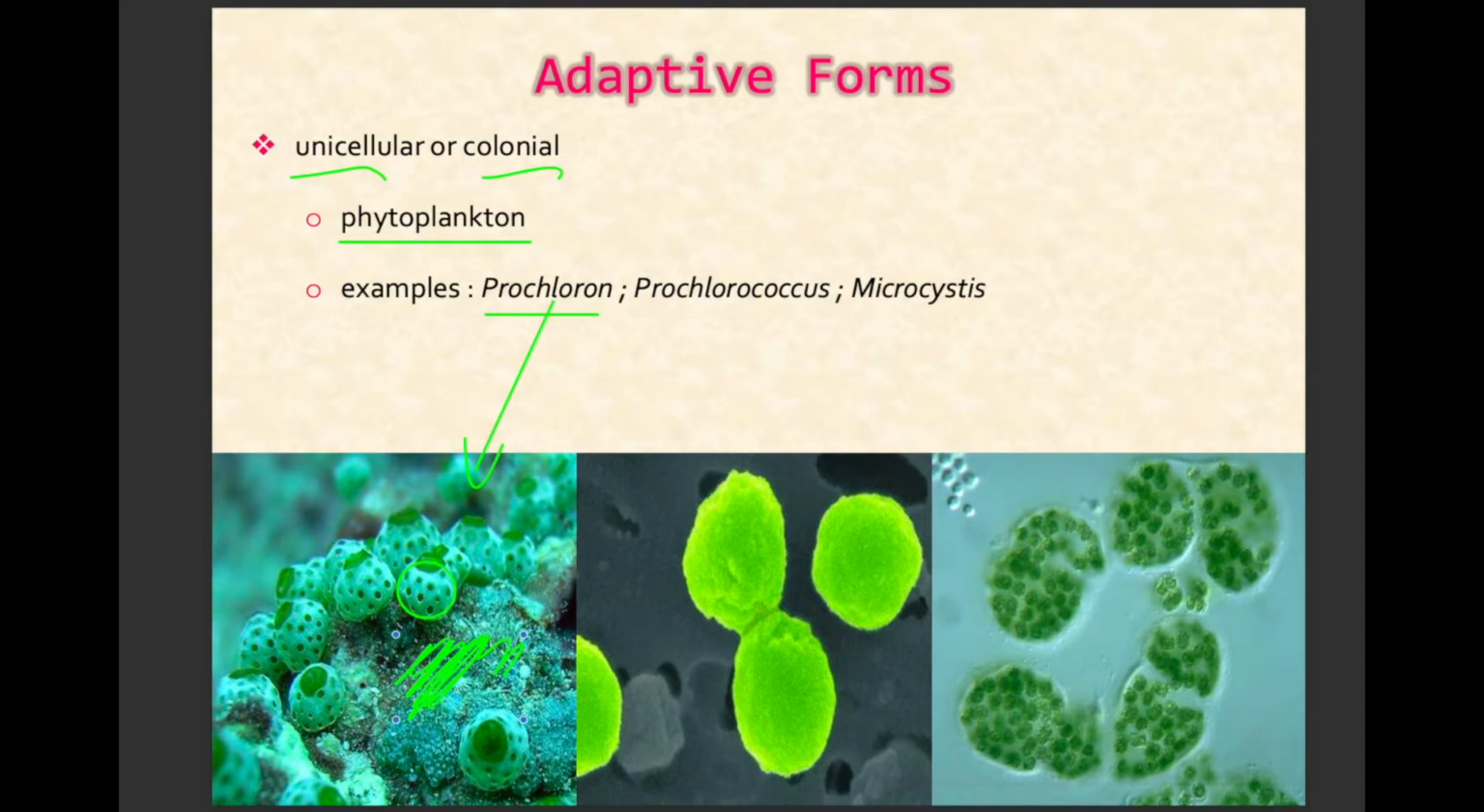You also have your prochlorococcus, which are these bright fluorescent organisms right here. We also have your microcystis. These microcystis, on the other hand, are also responsible for algal blooms that we have. So these are your microcystis right here, colonial in form.